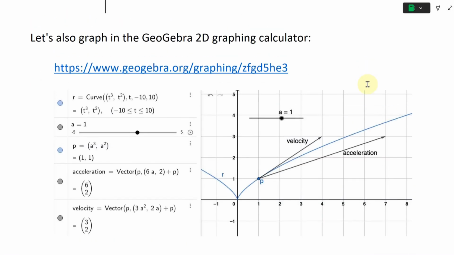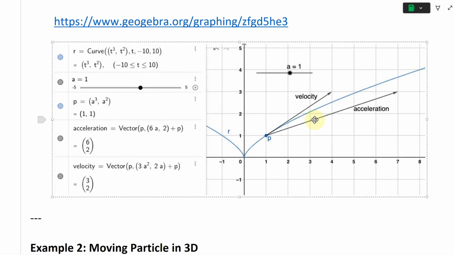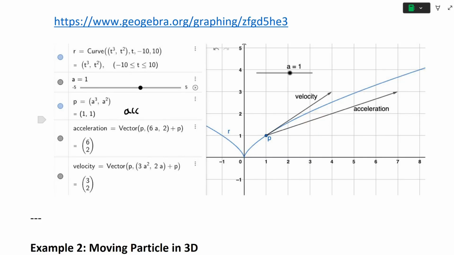All right, here I quickly paused the video and updated the screenshot. Earlier I had that ACC and the velocity vector, and I just put them inside this vector formula. So you can go into GeoGebra and just write acceleration equals vector, starting from the point P, and then to the point 6A, 2, that's our acceleration now. And then just add it to the point P.